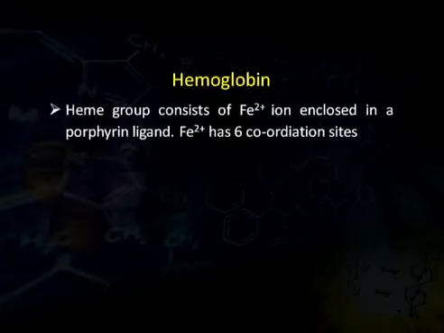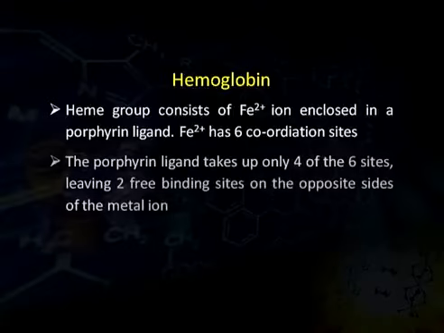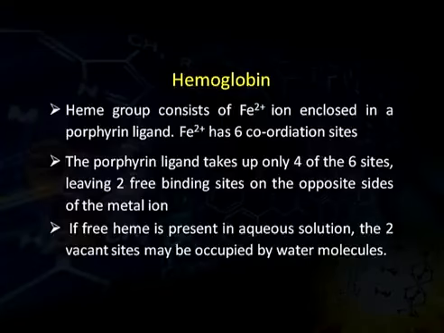Heme group consists of iron 2+, that is the ferrous ion, enclosed in a porphyrin ligand. Ferrous has 6 coordination sites. The porphyrin ligand takes up only 4 of the 6 sites, that is by the 4 nitrogens of the 4 pyrrole rings, leaving 2 free binding sites on the opposite side of the metal ion. If free heme is present in aqueous solution, the 2 vacant sites may be occupied by water molecules.